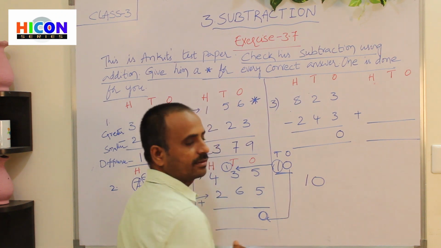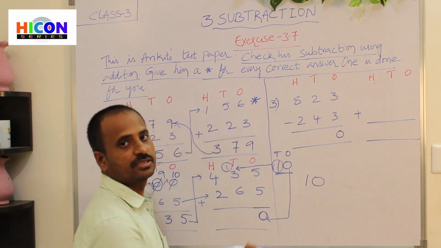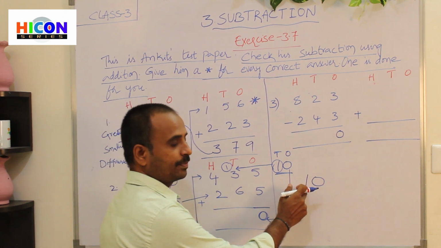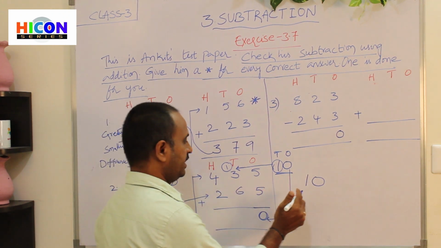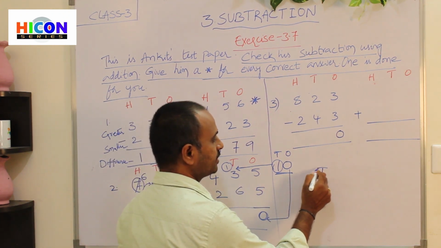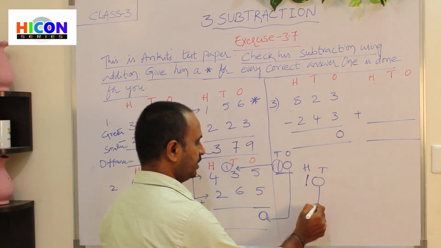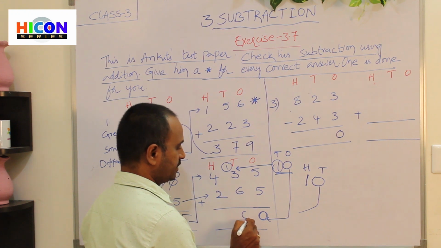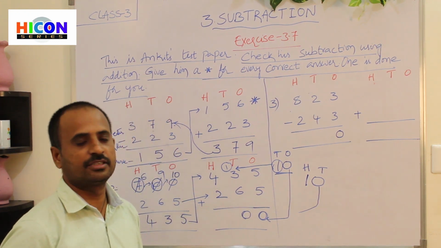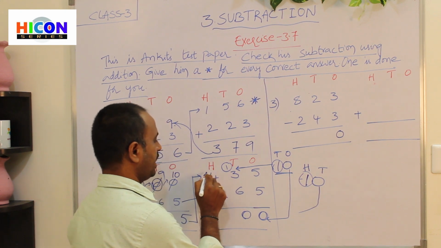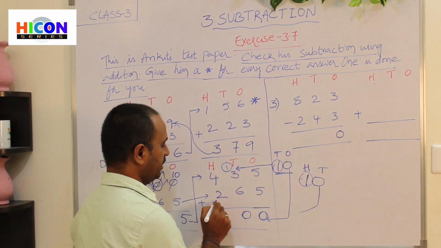But the sum has 2 digits. If the sum has 2 digits, carry the tens place to the tens digit. So here, this is the tens place, this is hundreds place. So write 0 in tens place, and carry 1 to the hundreds place.